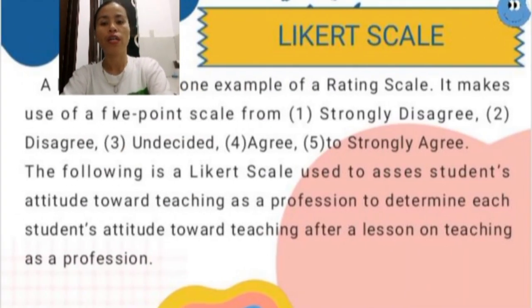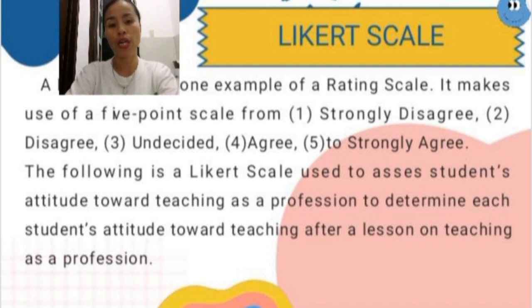First, a Likert scale. The Likert scale is an example of a rating scale. It makes use of a 5 point scale from strongly disagree, disagree, undecided, agree, and to strongly agree. So the following is a Likert scale used to assess students' attitude toward teaching as a profession, to determine each student's attitude toward teaching after a lesson in teaching as a profession.